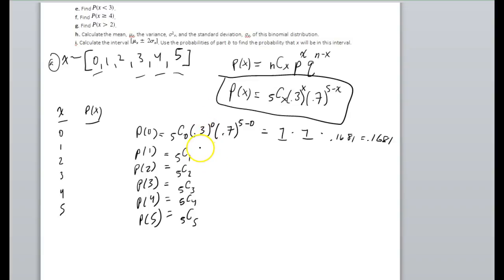So that's that. I'm going to do all these. 0.3 to the 1. Uh-oh. Well, that's a 7 out of 4.